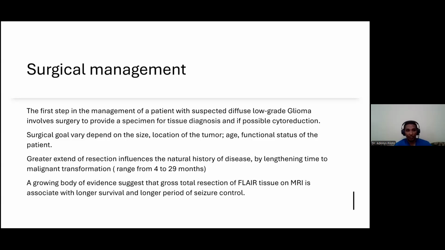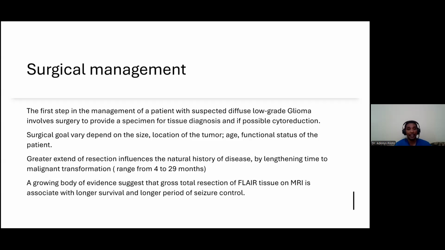In the surgical management, the first step of management of the patient with suspected low-grade glioma involves surgery that provides a specimen for tissue diagnosis and, if possible, cytoreduction. That is not the same as gross total resection. The surgical goal varies depending on the size and location of the tumor. The patient's age and functional status are other factors that need to be considered.